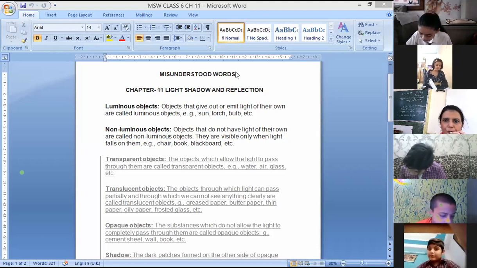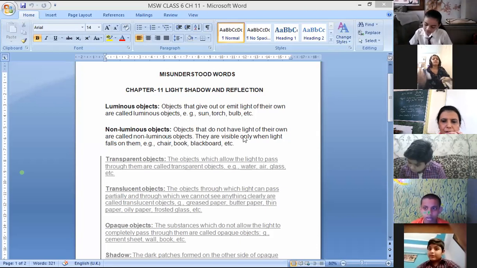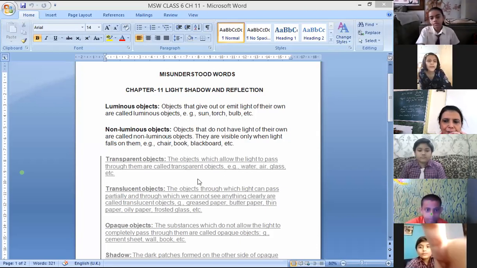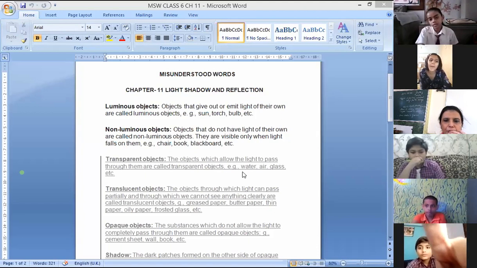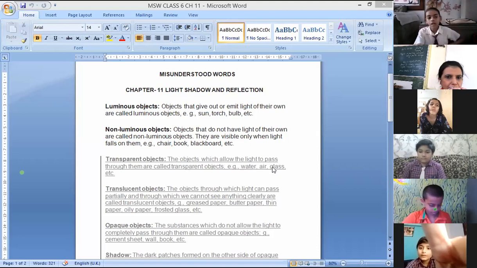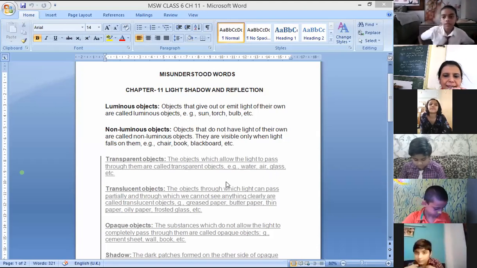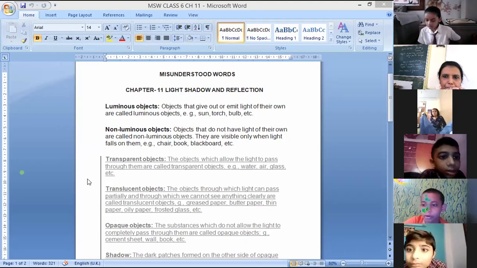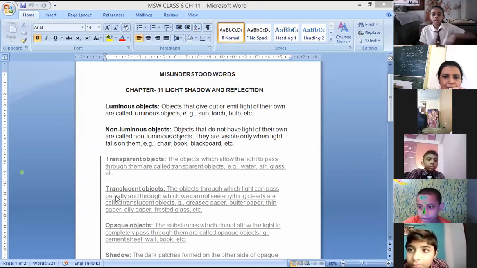There are some objects through which we can see but not very clearly. Yes. So the objects through which light can pass easily are known as transparent. Examples of transparent objects are water, air, glass, etc., through which we can see clearly. Okay. And clean paper and oily paper, that is translucent, beta.